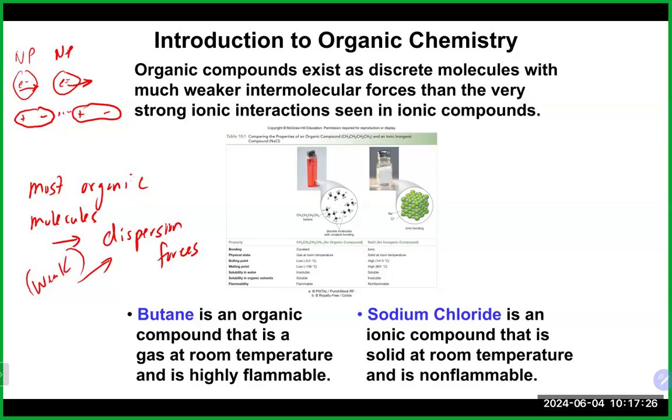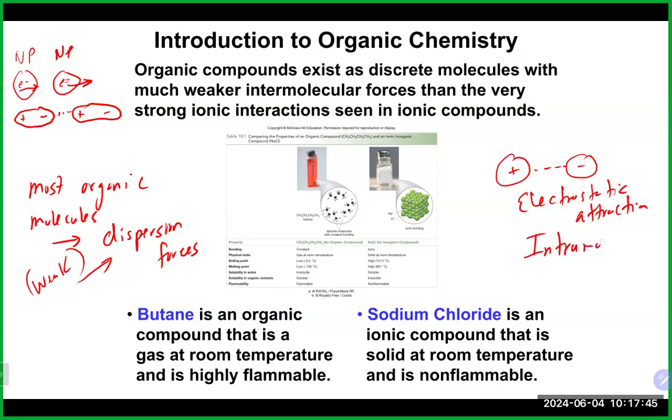And that's different than, say, an ionic compound. An ionic compound is pretty much the strongest interaction you could get, that electrostatic attraction, which is actually more of an intramolecular force within the molecule. And that's a super strong force.